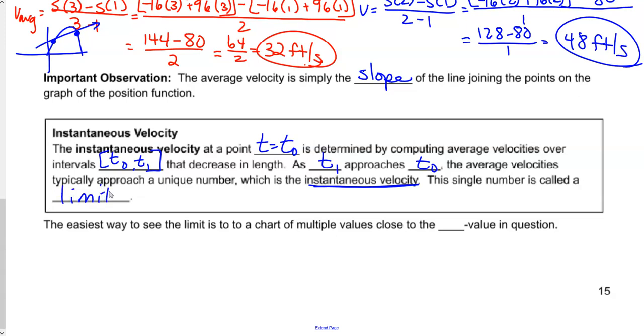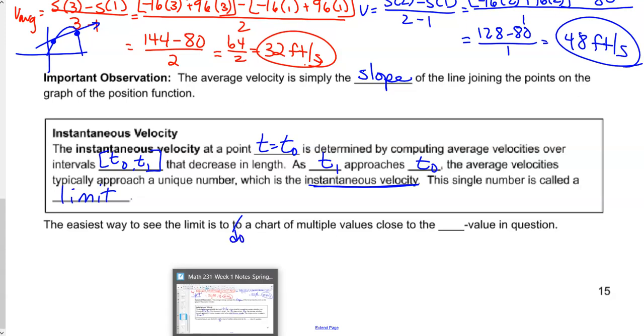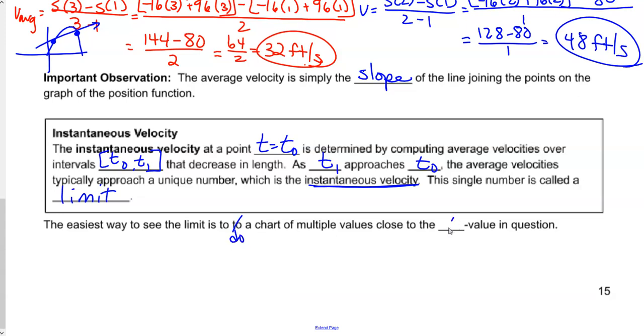How about that? Okay, so, like I said, once those values keep getting smaller, smaller, smaller, they're getting closer and closer and closer to one value, and we'll see that here in just a second. Now, the easiest way to see the limit is to do a chart of multiple values that are very, very, very close to the x value that's in question, okay?